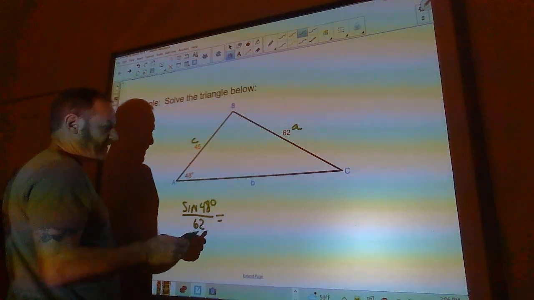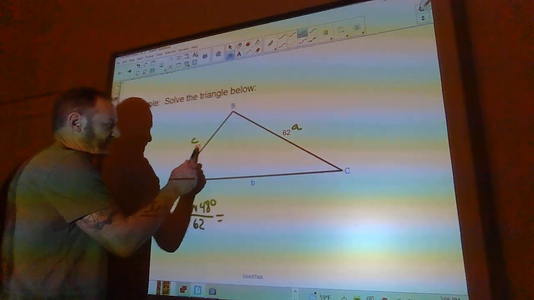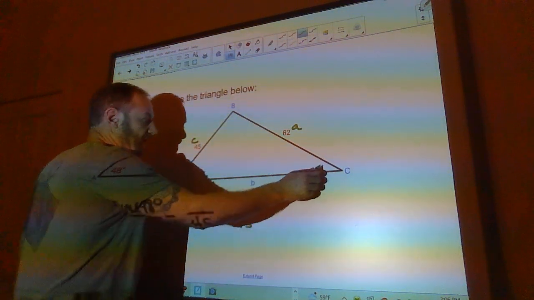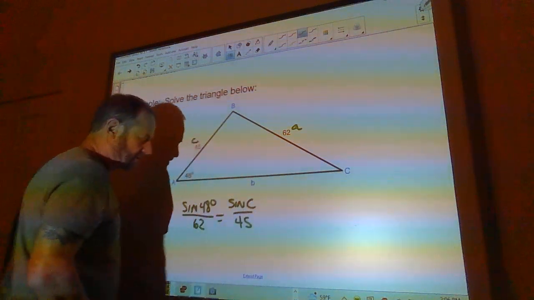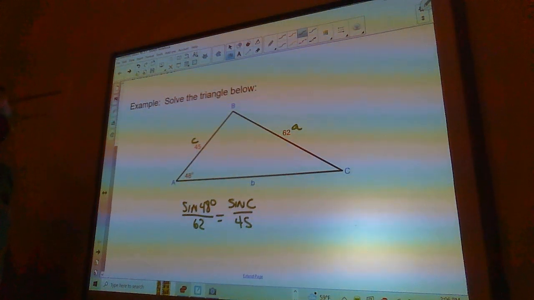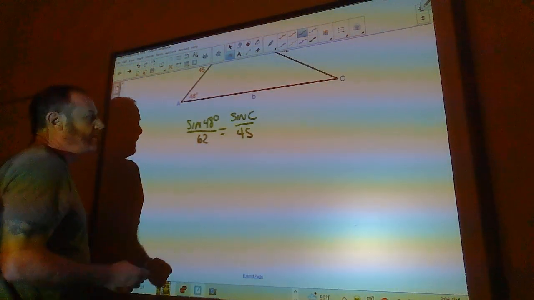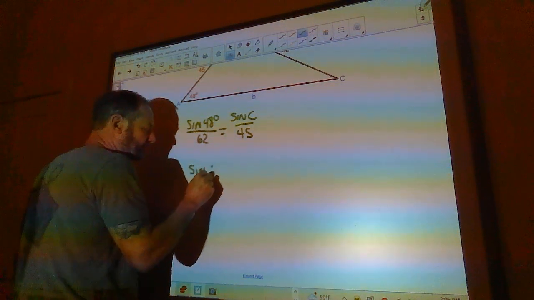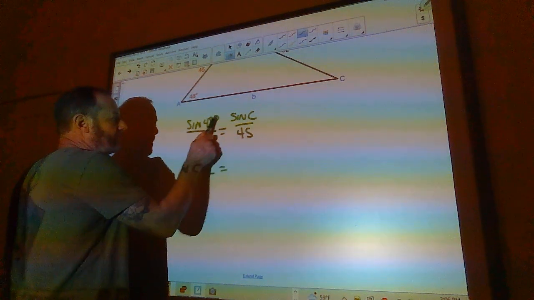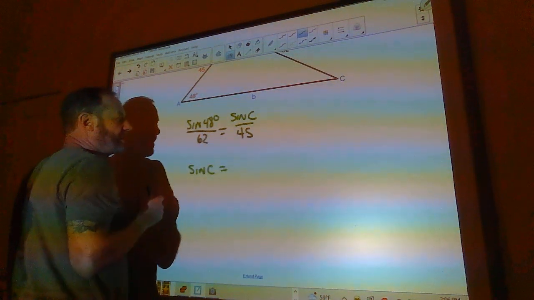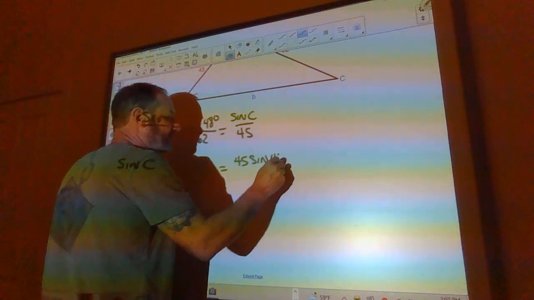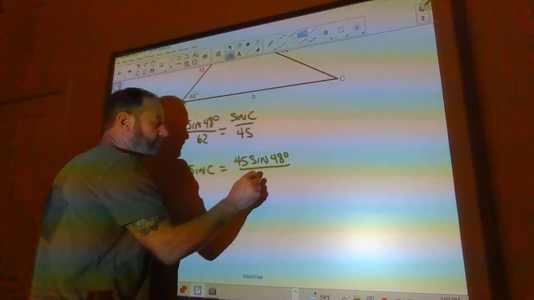Okay, so here's the thing. I have to find C next because I know this side here, so I've got to find the angle that's across from it. So here's the problem: sine of 48 over 62 is going to equal the sine of C over 45. Now remember when you're solving a proportion, this is my variable. The variable is always going to be equal to the two numbers that are diagonal from each other multiplied together. So in this case, 45 times the sine of 48 degrees divided by the other number, which is 62 here.